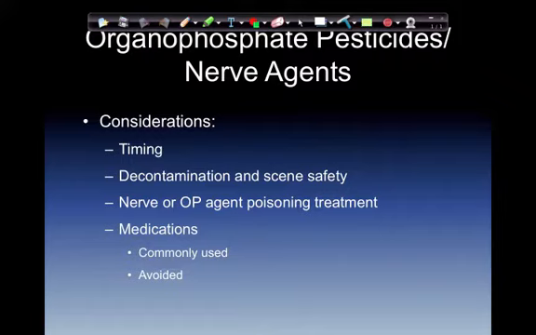Nerve agent poisoning treatment is going to be 2-PAM chloride and atropine. Supportive measures, and there's going to be a lot of supportive measures. The seizures that these individuals can have are impressive. Commonly used atropine or pralidoxime or 2-PAM.